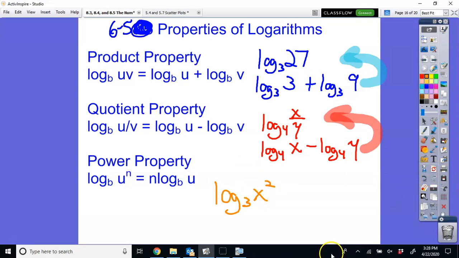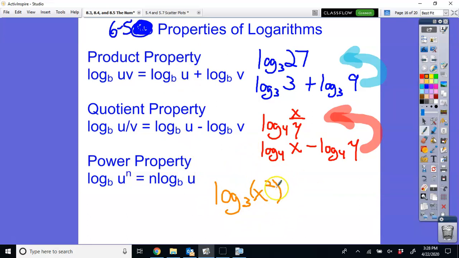The power property says if you have something inside the logarithm that is raised to a power, now be careful, it's not just one thing that's raised to the power, it has to be the whole thing on the inside. So some of these are going to have multiple things going on, multiple properties at the same time, so be careful. I'm going to talk about that and show you some examples here in a second.